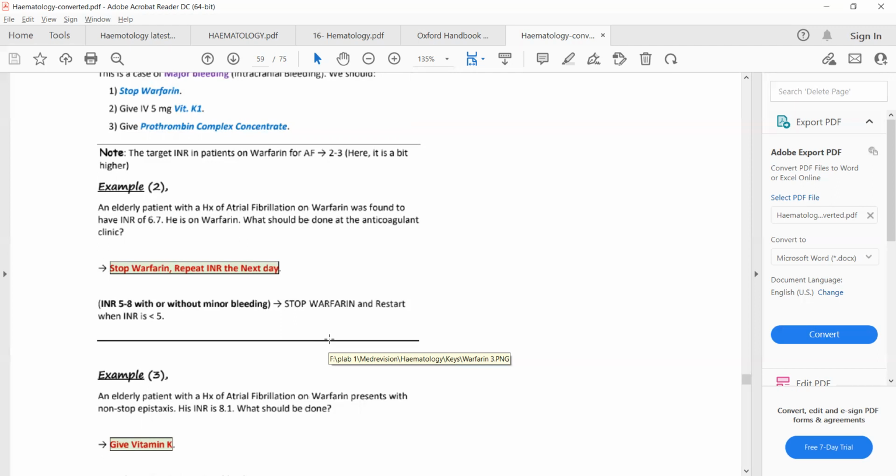So this was all about warfarin. Does someone have any question?